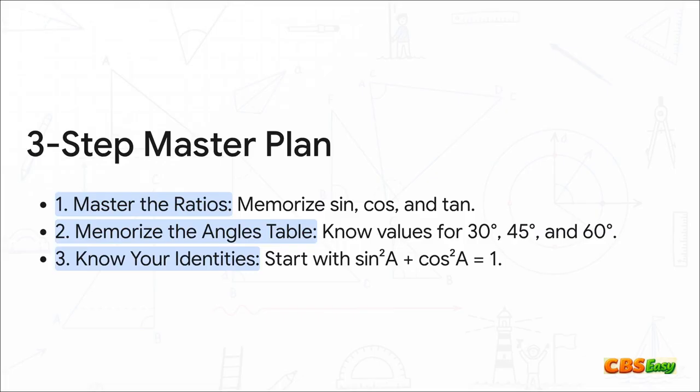Number 2, memorize the angles table. You need to know the values for 30, 45, and 60 degrees without even thinking. And number 3, know your identities. Start with the most powerful one. Sine squared A plus cos squared A equals 1. If you focus your revision on just these 3 points, you'll be in fantastic shape for your exam.